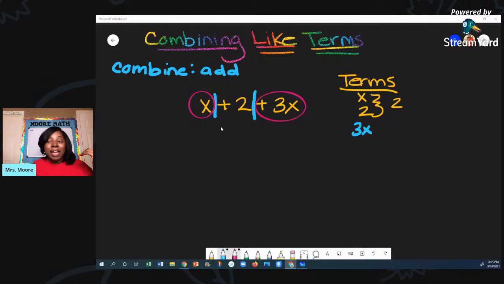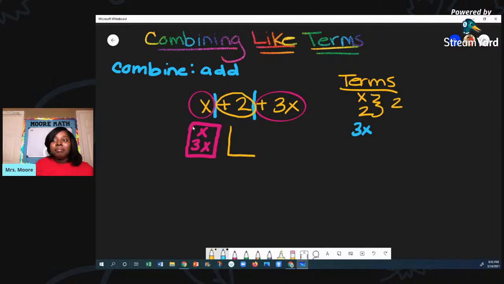Now, how are we going to combine those? Well, I like to group them in boxes. So I have x and I have 3x. Okay, and 2 is out there by itself, right? Having its own little party. So I put it in its own box. Okay, and I bring that plus sign with me. Plus 2. All right, now let's combine it.